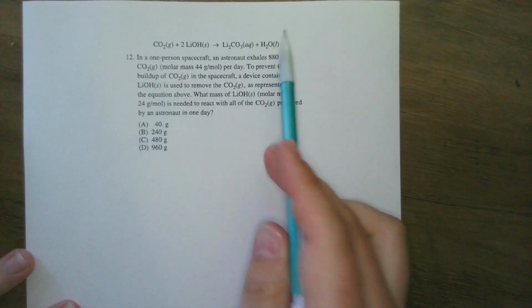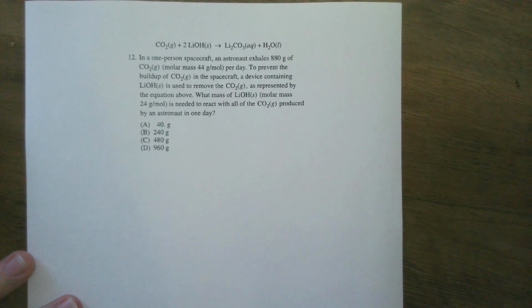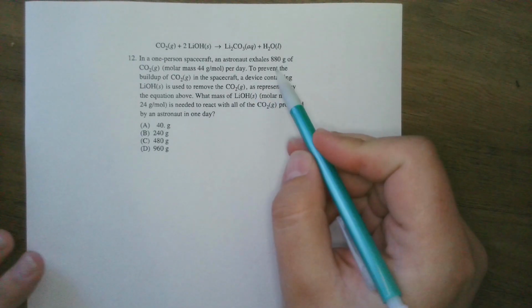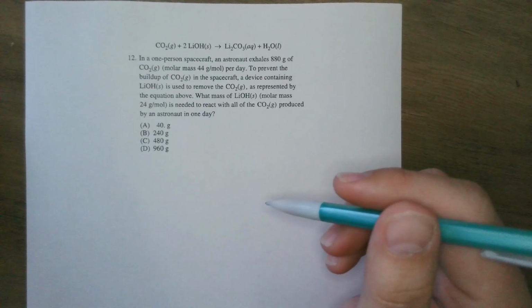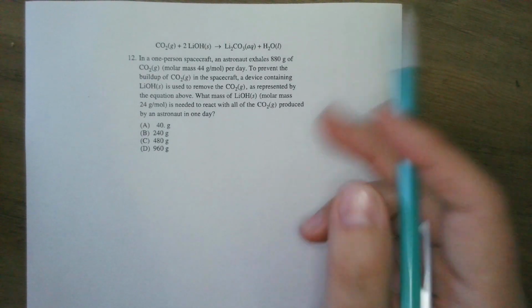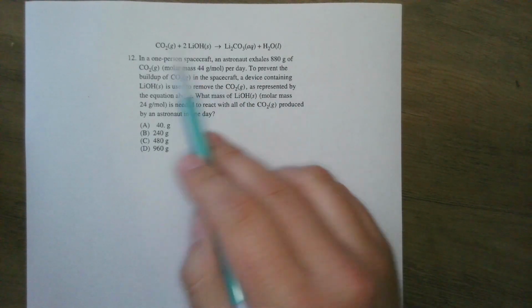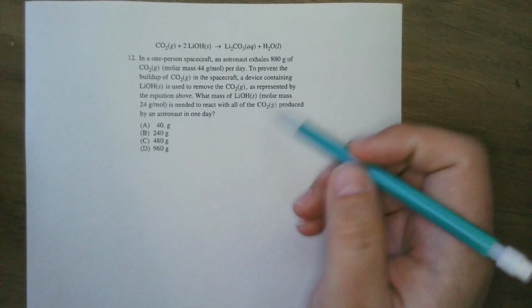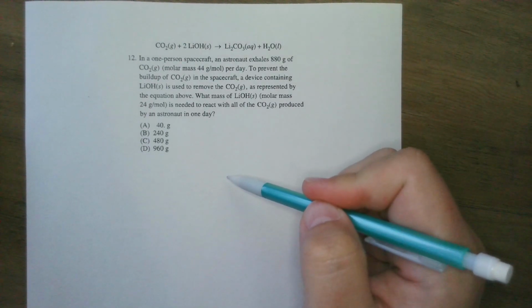We have a chemical reaction given to us. Chemical reactions are needed a lot of the time, but I don't like to start by reading it because it's kind of a lot to comprehend. So I'm just going to contextualize this as I read through. In a one-person spacecraft, an astronaut exhales 880 grams of CO2 per day. To prevent the buildup of CO2 in the spacecraft, a device containing LiOH is used to remove the CO2. So that's what this reaction up here is telling me. I take CO2 and add some LiOH, it's going to get rid of it. What mass of LiOH is needed to react with all the CO2?